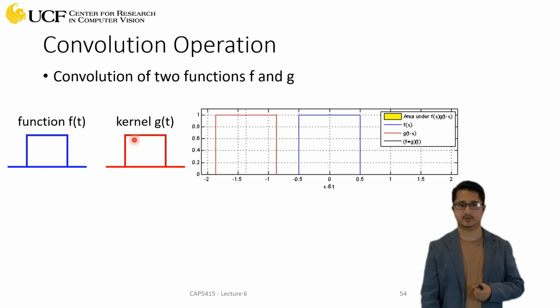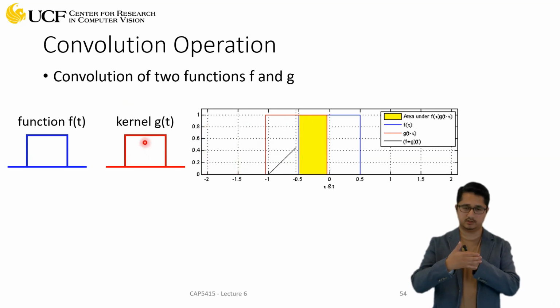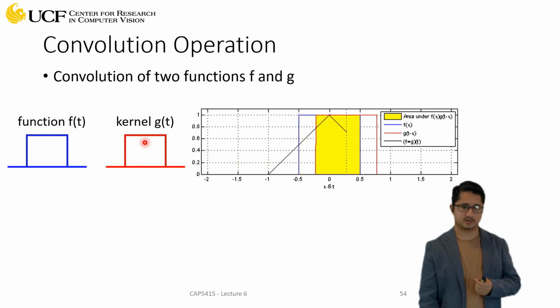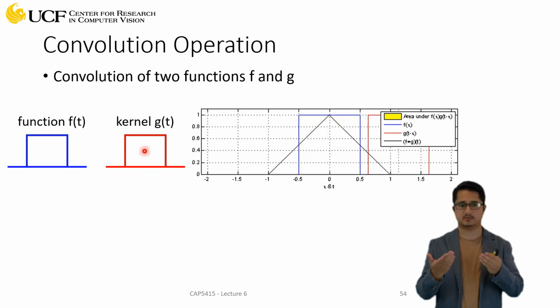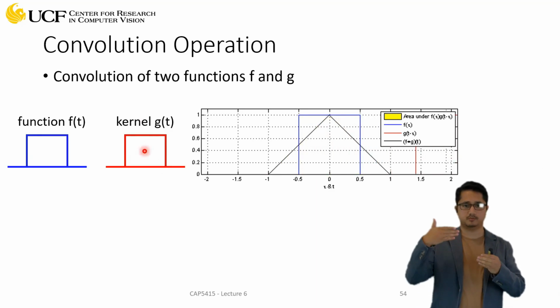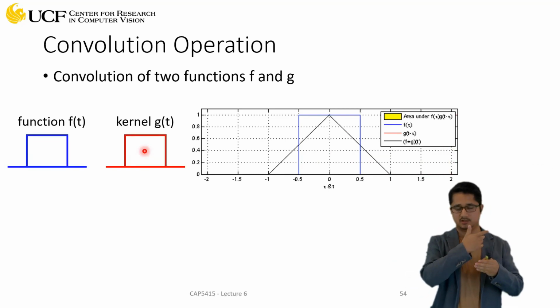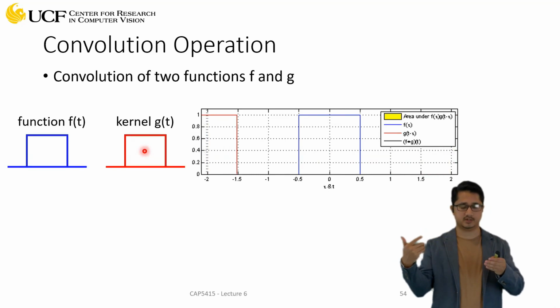Now, if we convolve these two functions, treating this as kernel and this as function, what exactly is happening? You know that when you convolve, you actually flip your kernel, right? In this case, if you flip, it doesn't matter because it's symmetric. Your plus infinity will go to negative infinity, and negative infinity will go to plus infinity.